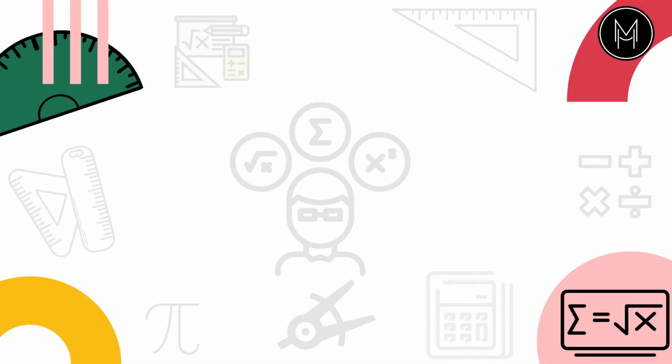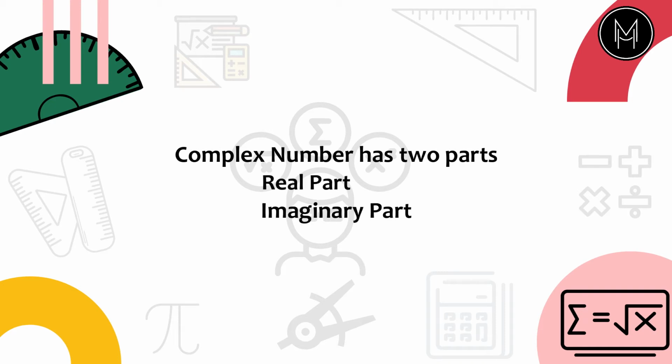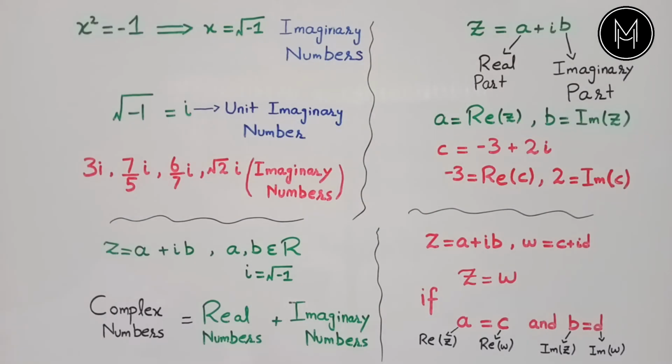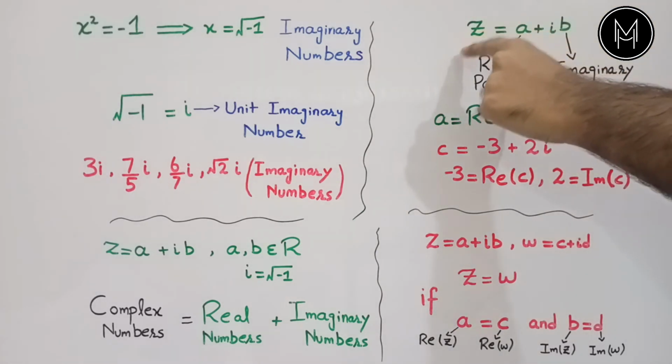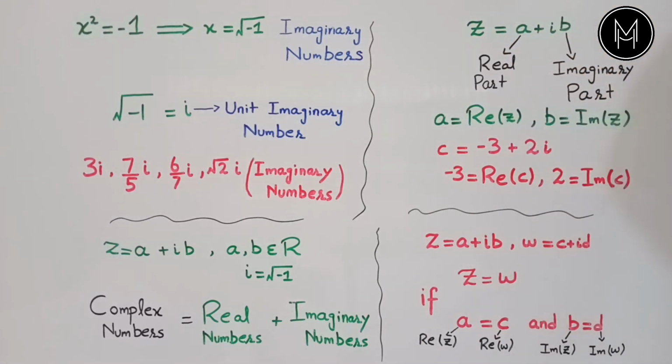Now let me tell you, complex numbers have two parts. One is the real part and the other is the imaginary part. For example, let we have a complex number in general form, z is equal to a plus iota b. We usually denote a complex number with the letter z. In this complex number, a is the real part and b is the imaginary part. Keep in mind, only b is the imaginary part. ib is not the imaginary part, only b is.